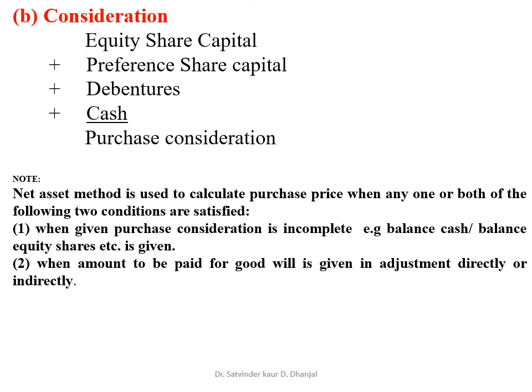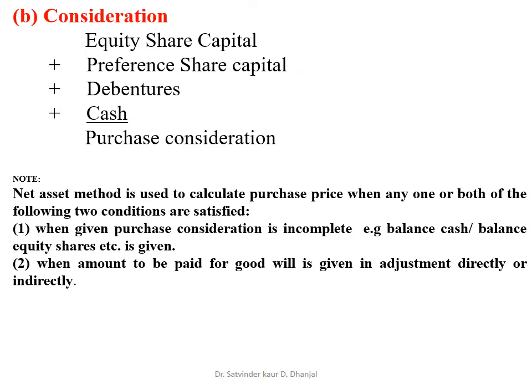The note says that net asset method is used to calculate purchase price when any one or both of the following two conditions are satisfied. दोनों में से कोई एक या तो दोनों कंडीशन satisfied हैं तब net asset is used to calculate the purchase price. So the first condition says that when the given purchase consideration is incomplete, ये जो purchase consideration है वो incomplete है, सारी values उसमें दी नहीं गई है. Example, balance cash, balance equity share, etc. is given, तो बाकी कुछ missing है.